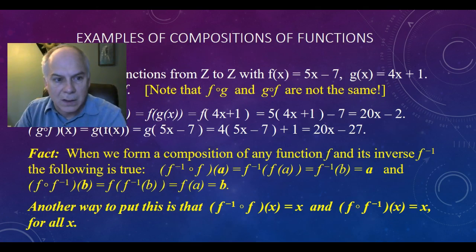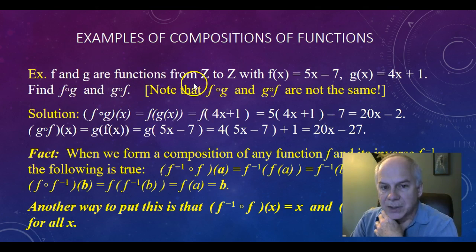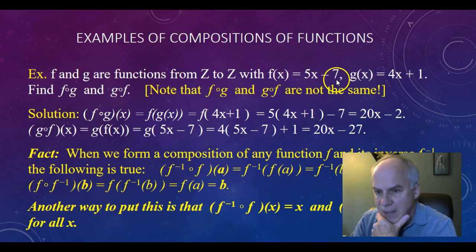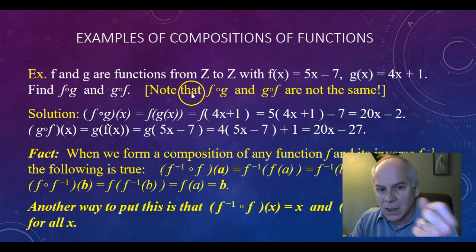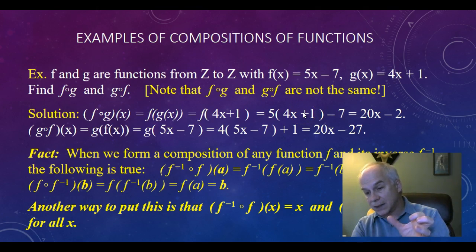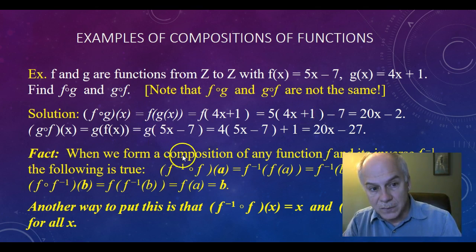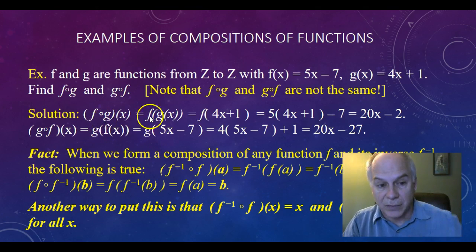So here's an example. Let f and g be functions from Z to Z, so from the integers to the integers, with f of x equaling 5x minus 7, g of x equaling 4x plus 1. Now it tells you to find f composite g and to find g composite f. Now note that f composite g and g composite f are not necessarily the same thing. So the order does matter when you're forming a composition of two functions.